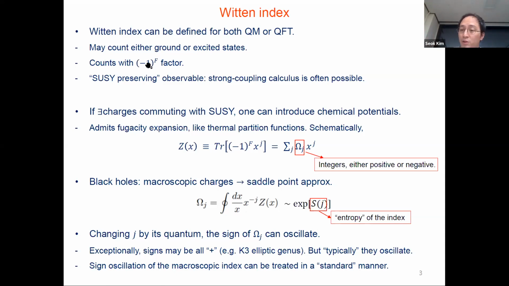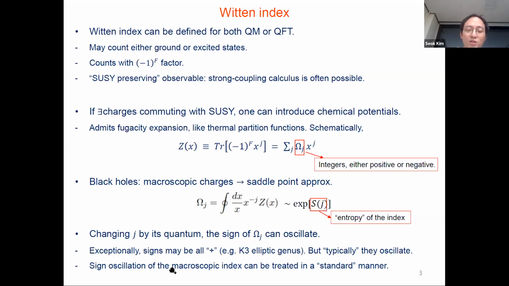It can be either positive or negative. So as a function of J, the number can oscillate between positive and negative with a certain wavelength and so on. That's the typical thing you should expect. Of course, there are exceptional cases where all coefficients are positive for certain magical reasons, like what's called the K3 elliptic genus. We know of some examples like that, but it seems fair to say that the typical behavior is not like that. There might be positive and negative signs oscillating around.